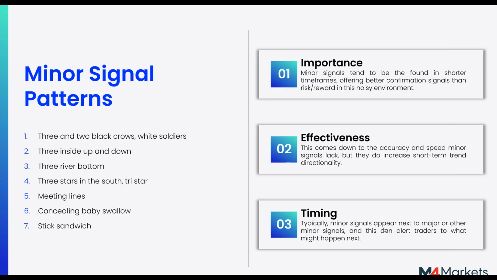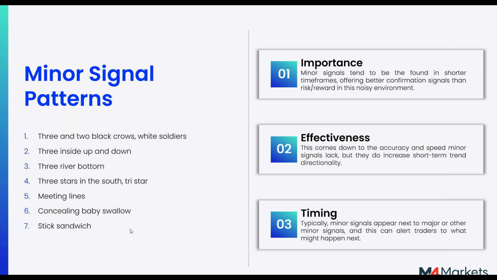Now, I'm not going to go into that much, but we need to talk about the minor signal patterns as well, right? And what matters really here is the importance, the effectiveness, and the timing, okay? Some of the examples before, you've got the 3 and the 2 black crows, then the white soldiers. They are minor signals, yes. They have the 3 inside up and down, 3 river bottom, 3 stars in the south, tri-star, meeting lines, concealing baby swallow, and also the stick sandwich.